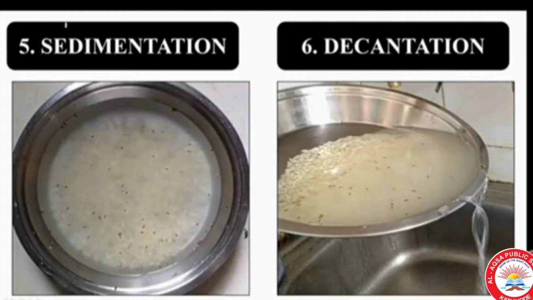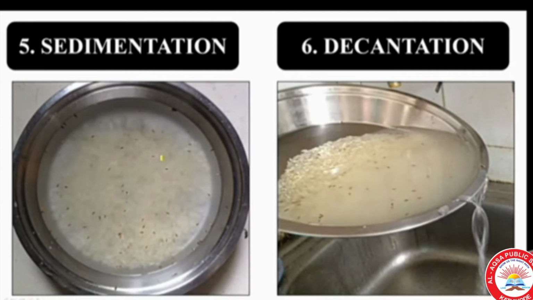And the fifth process is sedimentation and the sixth one is decantation. Sometimes it may not be possible to separate components of a mixture by winnowing and hand picking. For example, there may be lighter impurities like dust or soil particles in rice or pulses. So, how can we separate these impurities? Rice or pulses are usually washed before cooking, isn't it? So when you add water to these, the impurities like dust and soil particles get separated.